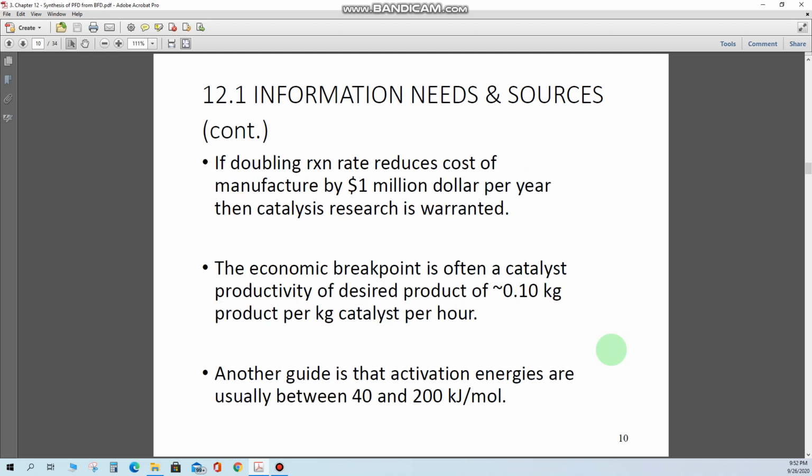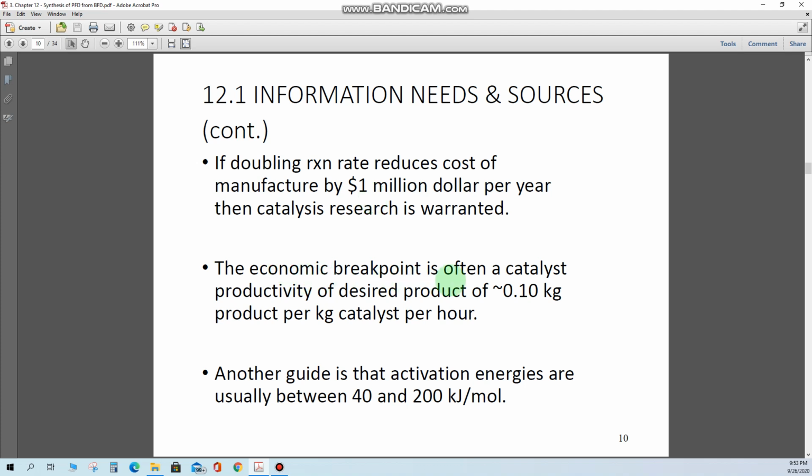Now here are some of the heuristics and what you can actually do. If doubling the reaction rate reduces the cost of manufacturing by $1 million per year, then catalysis research is warranted. So if you can increase the rate of reaction by changing some catalyst and reduce the manufacturing cost by $1 million, then we can do some more research on the catalysis part. We can improve the catalyst, so we can have more profit margin or save more money.